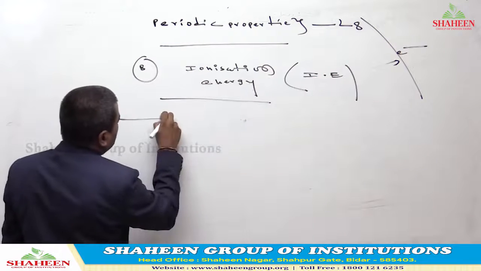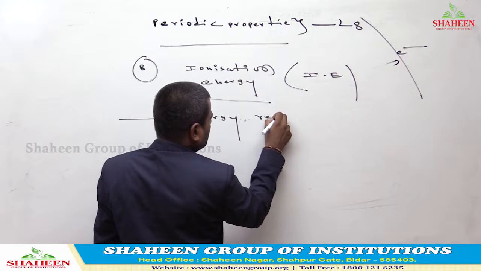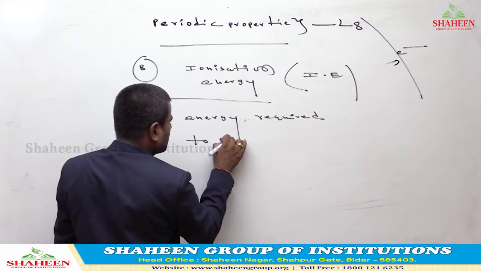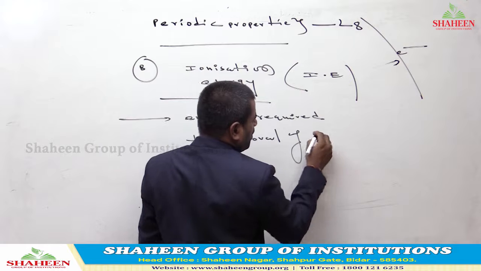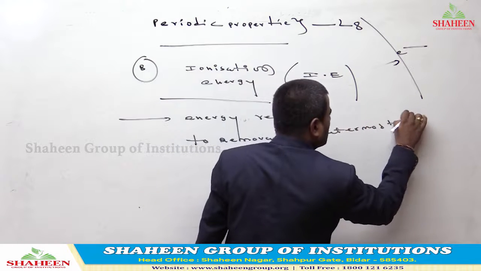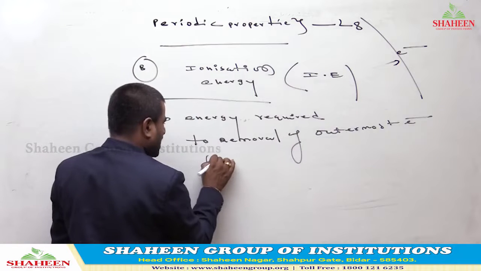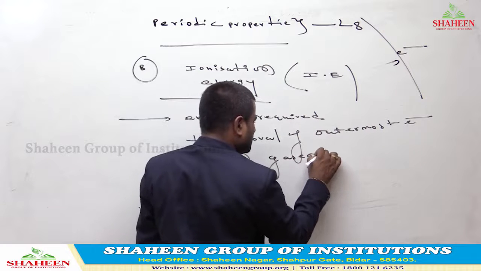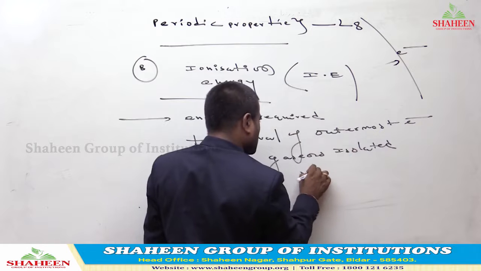Ionization energy is nothing but the energy required for the removal of the outermost electron from a gaseous isolated neutral atom.